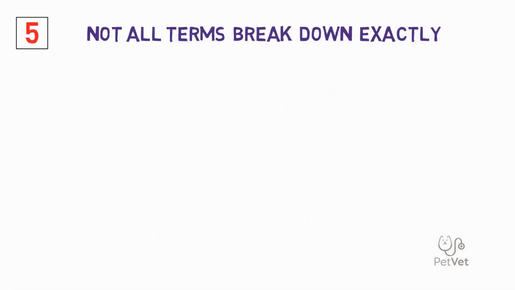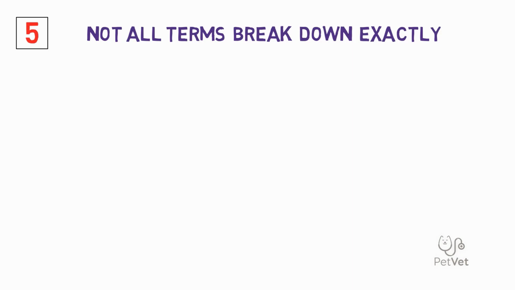Rule number 5: not all terms break down exactly. This rule is about knowing when to define a medical term literally, or use a special definition. Unfortunately, this knowledge only comes with practice and memorization. You will notice that common sense will become useful with some of these terms.